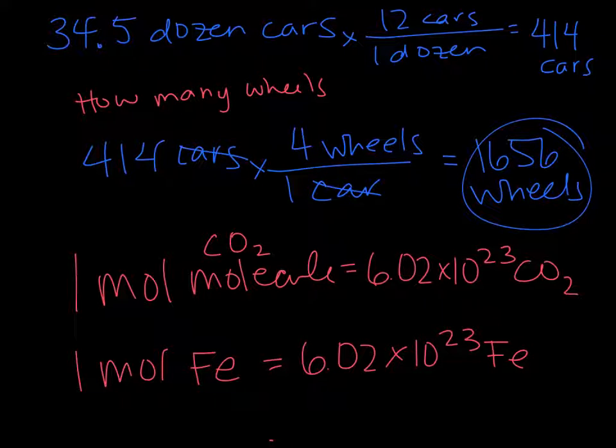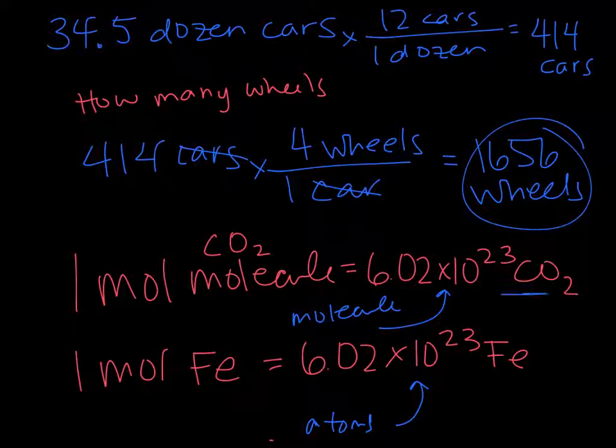And so this would be the number of atoms here, while this would be the number of molecules, because CO2 is a molecule. And so if it asked you for atoms and you were looking at CO2, you'd have to take the number of molecules and multiply it by 3 because you have 1 carbon and 2 oxygen. All right, so let's try and look at some problems.